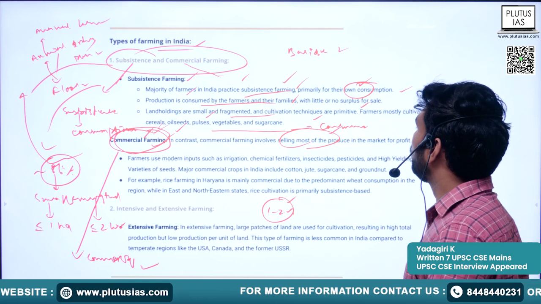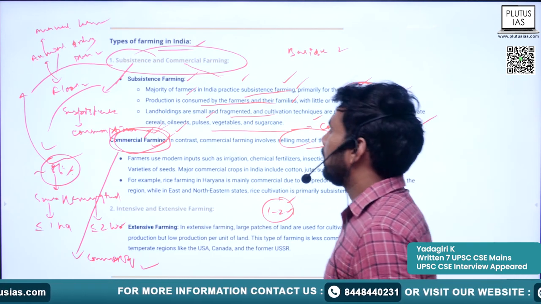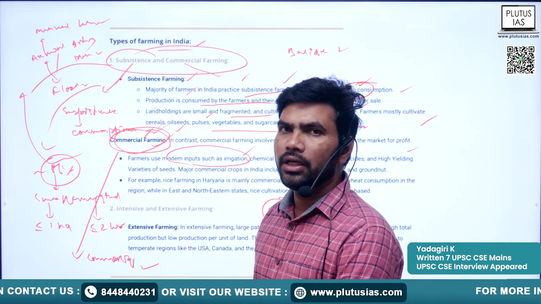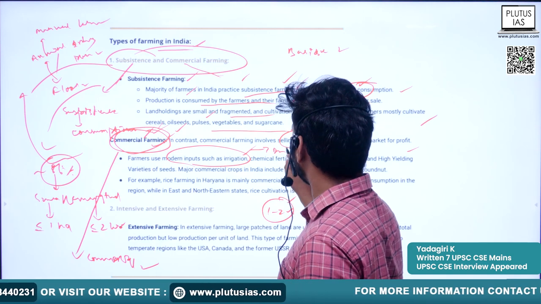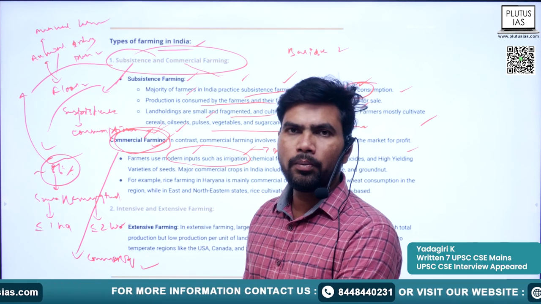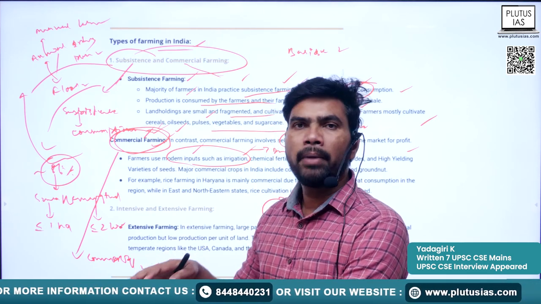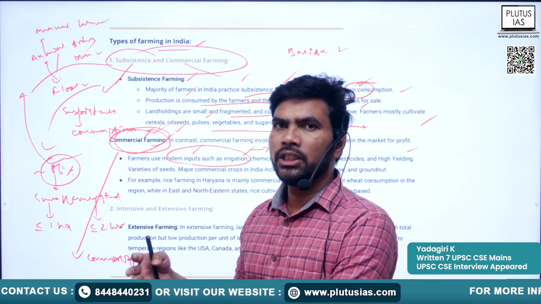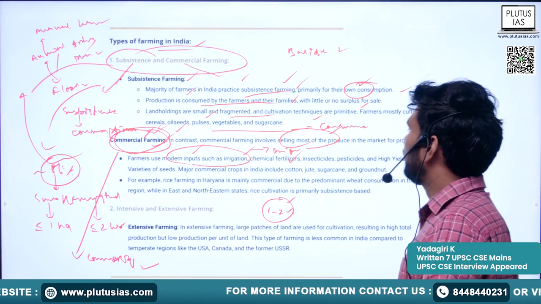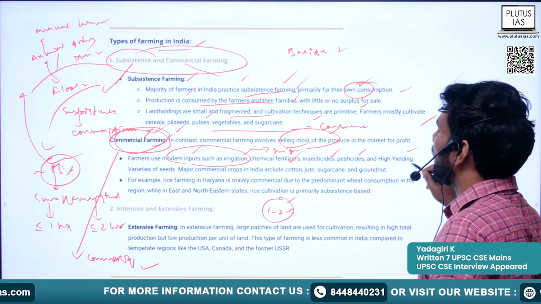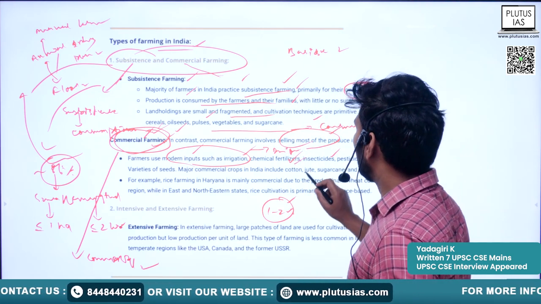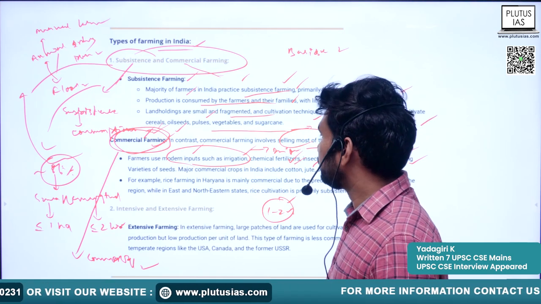So it involves selling most of the produce in the market for profit, right? Here, if we see the features, they use modern inputs as well as modern irrigation methods, like drip irrigation and sprinkler irrigation. Modern inputs will be used, like hybrid seeds, mechanical plowing, and engaging machines to do the labor work. And also there will be use of chemical fertilizers, insecticides, pesticides, and high yielding varieties of seeds. Major commercial crops, if we see, are cotton, jute, sugarcane, and groundnut, right?